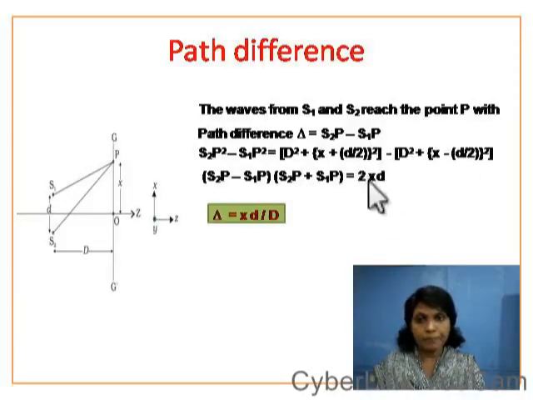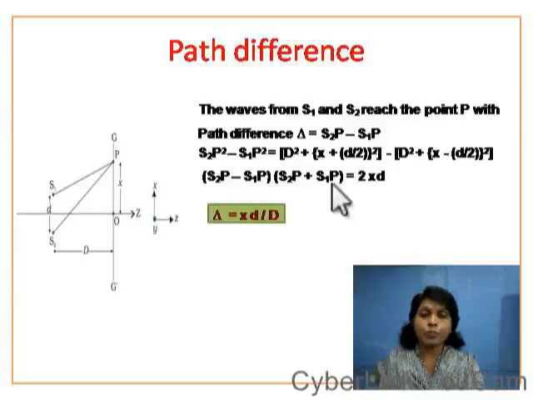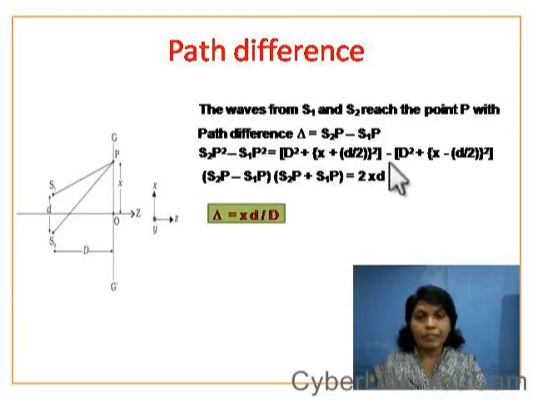2xd. Now splitting this S2P square minus S1P square, you get S2P minus S1P into S2P plus S1P is equal to 2xd. It can be easily verified, this 2xd.